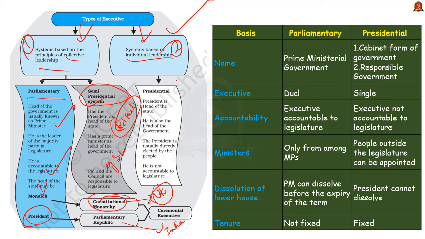Now moving on to the individual leadership, here the only subtype is presidential form of government. See, in presidential form of government, the head of the state and the head of the government, both is the president. He is usually directly elected by the people and he is not accountable to the legislature of that particular government. A very good example for this type of presidential form of government is USA. So with this basic knowledge, now let us try to answer this particular question.